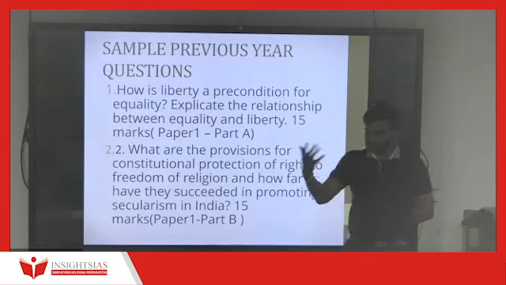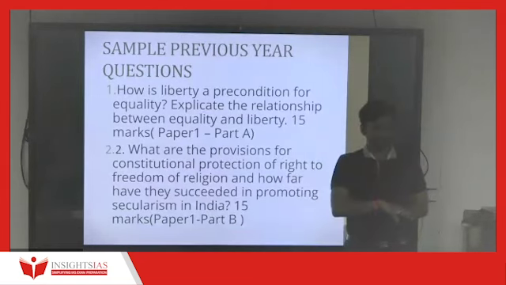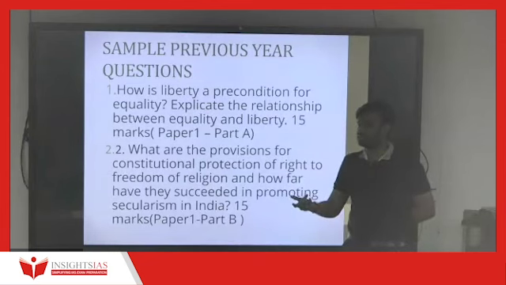To a certain extent, yes, it has promoted secularism, but what is there in paper is different. What actually happens is different. So you can see how there are communal riots in India. Why do communal riots happen in India? What are the reasons for that in that regard?